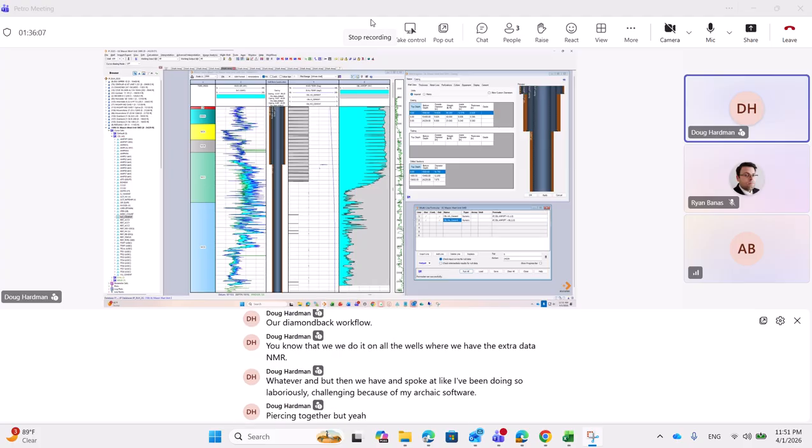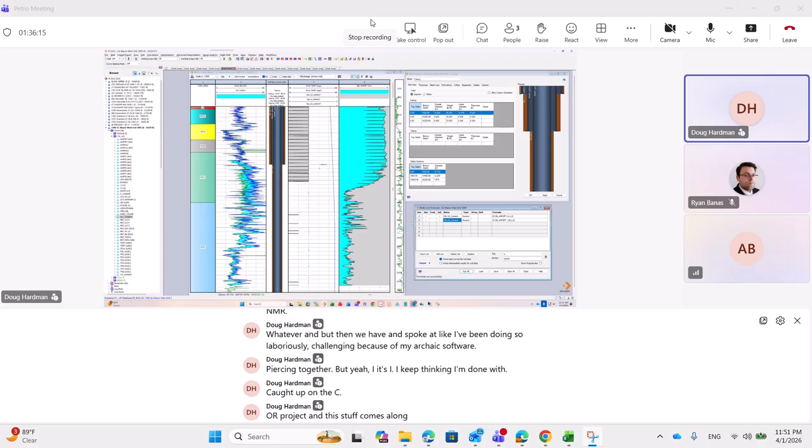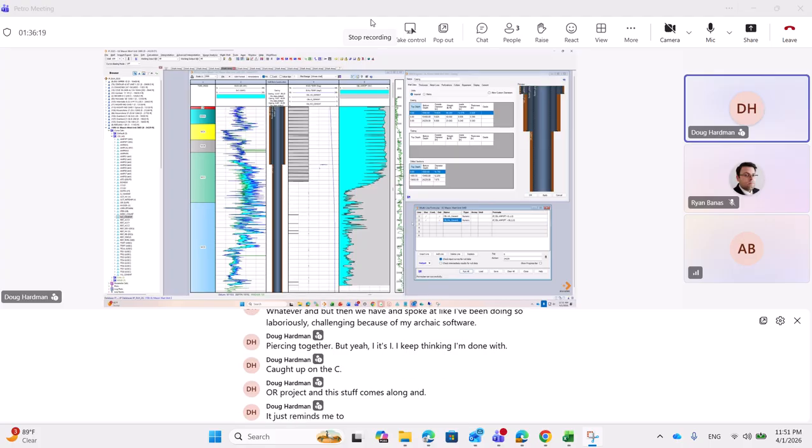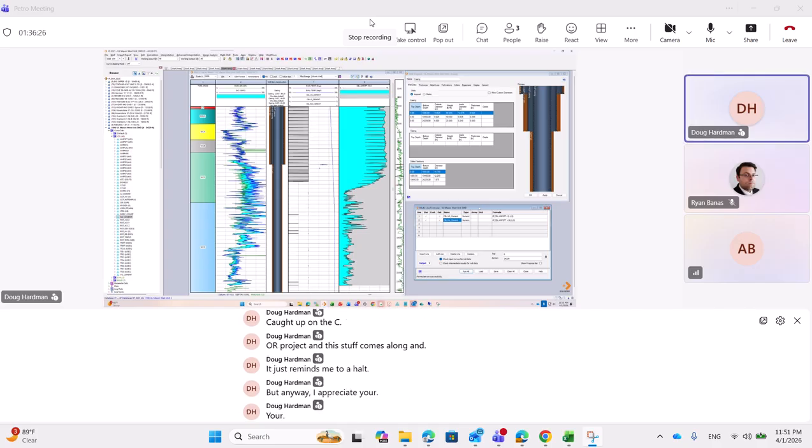But yeah, I keep thinking I'm caught up on this EOR project, and this stuff comes along and it just grinds me to a halt. But anyway, I appreciate your offer to help because it's the only way we're going to get it done.